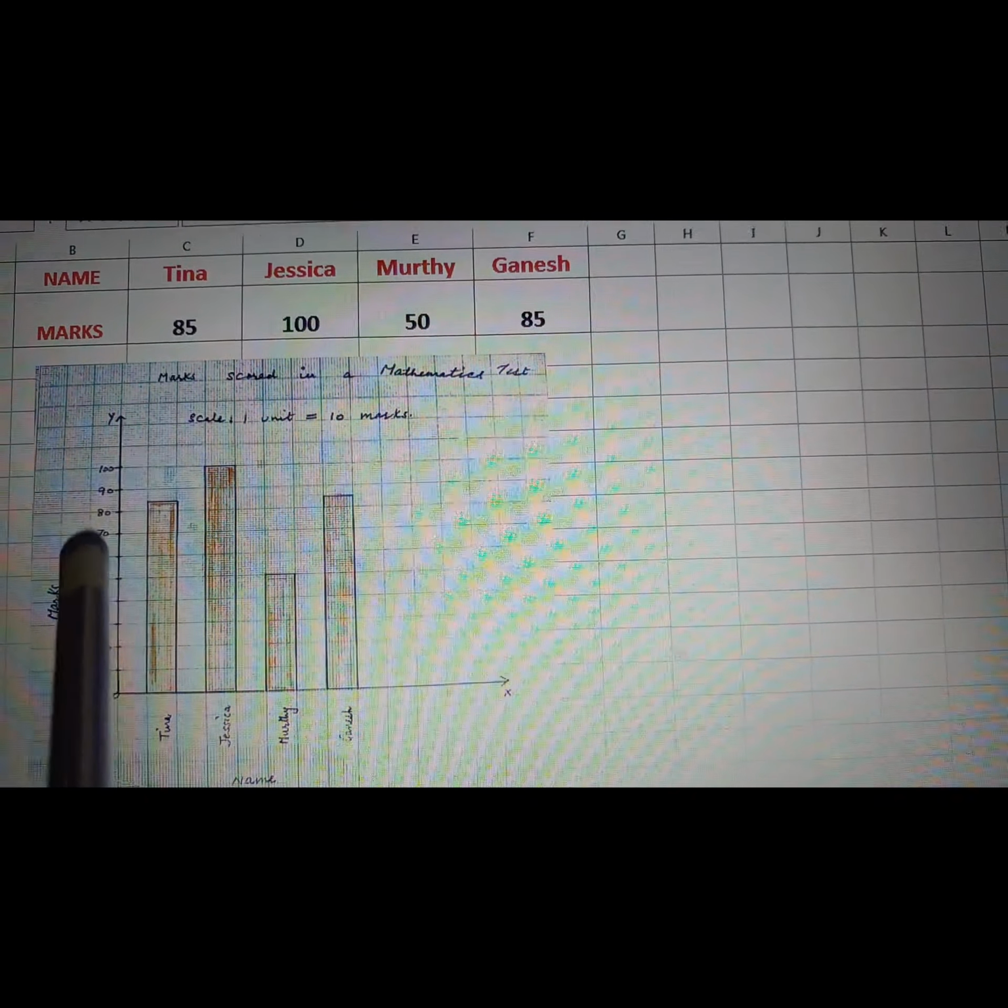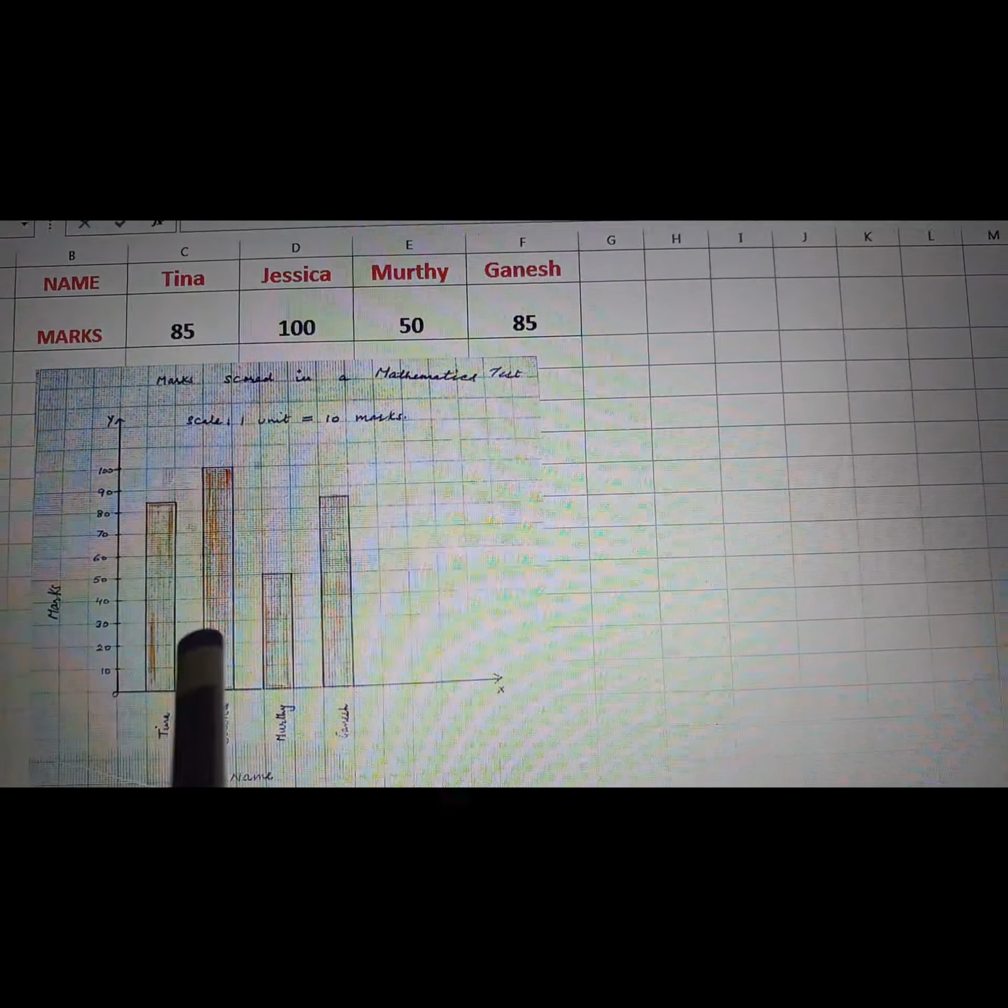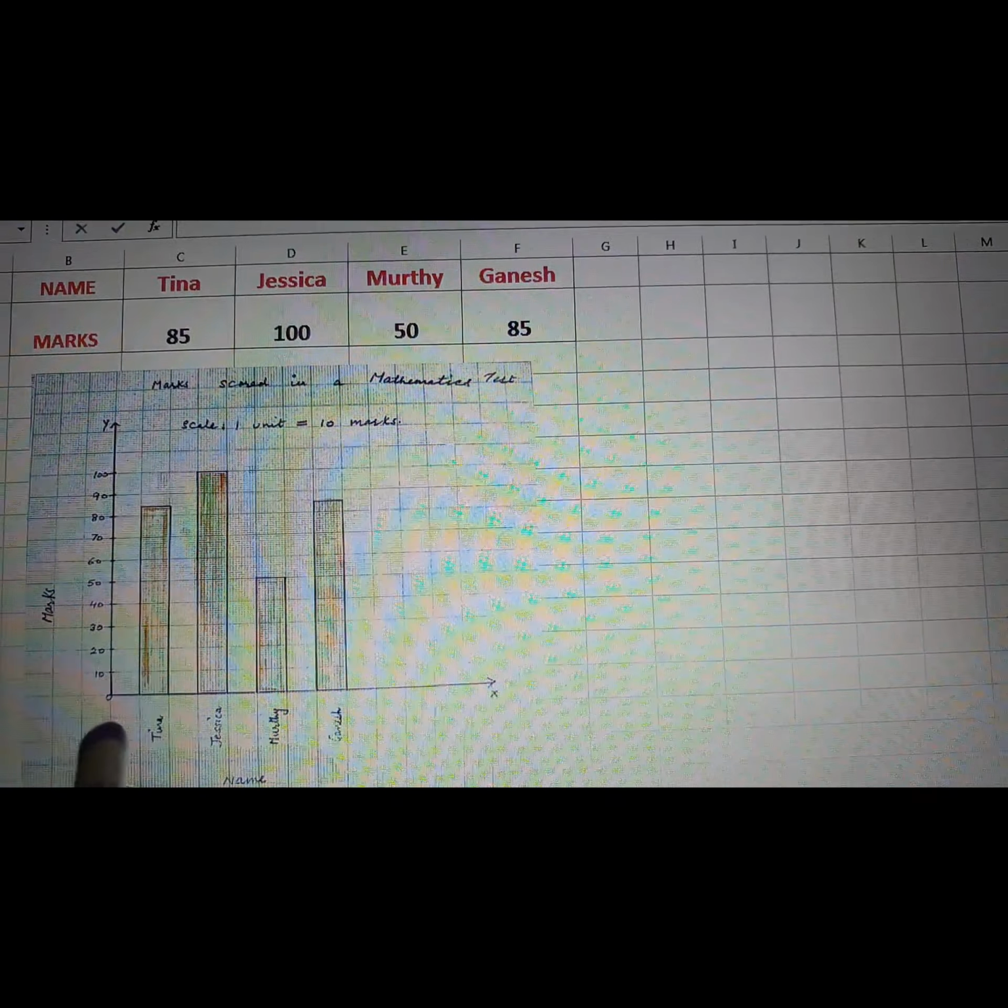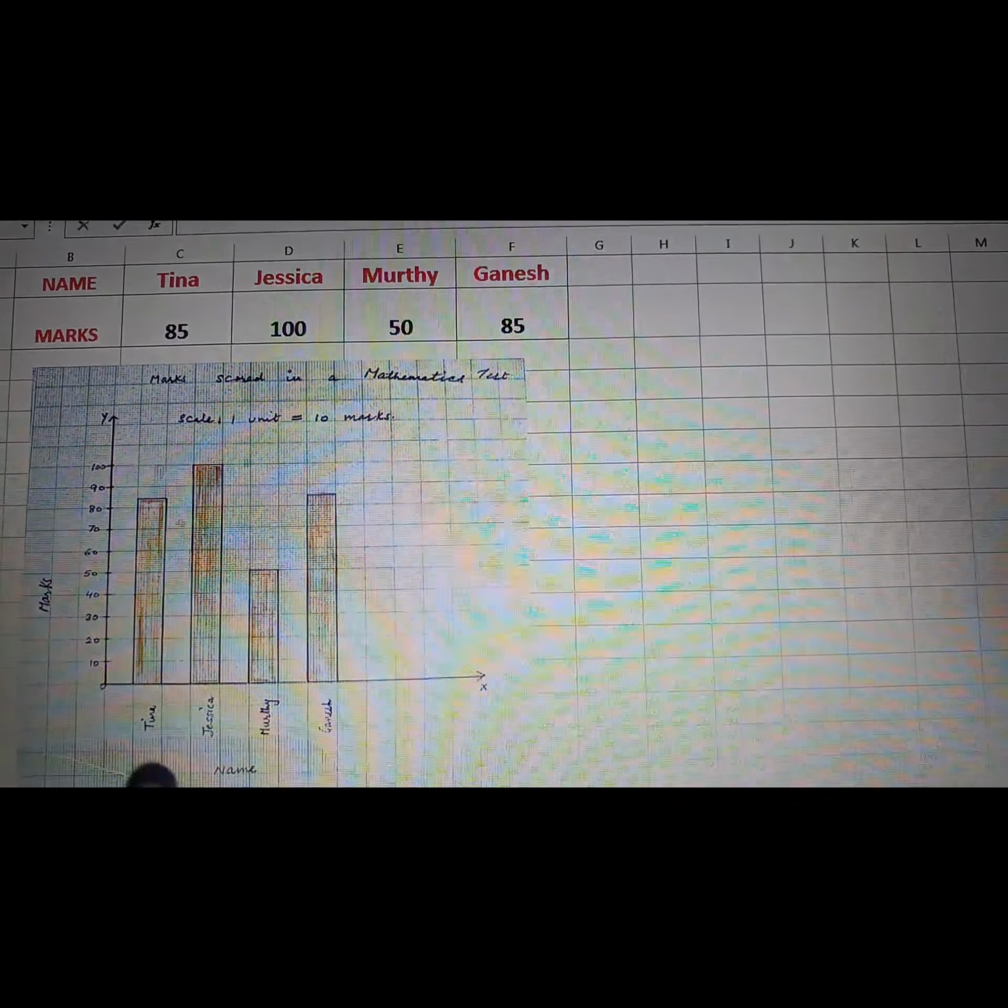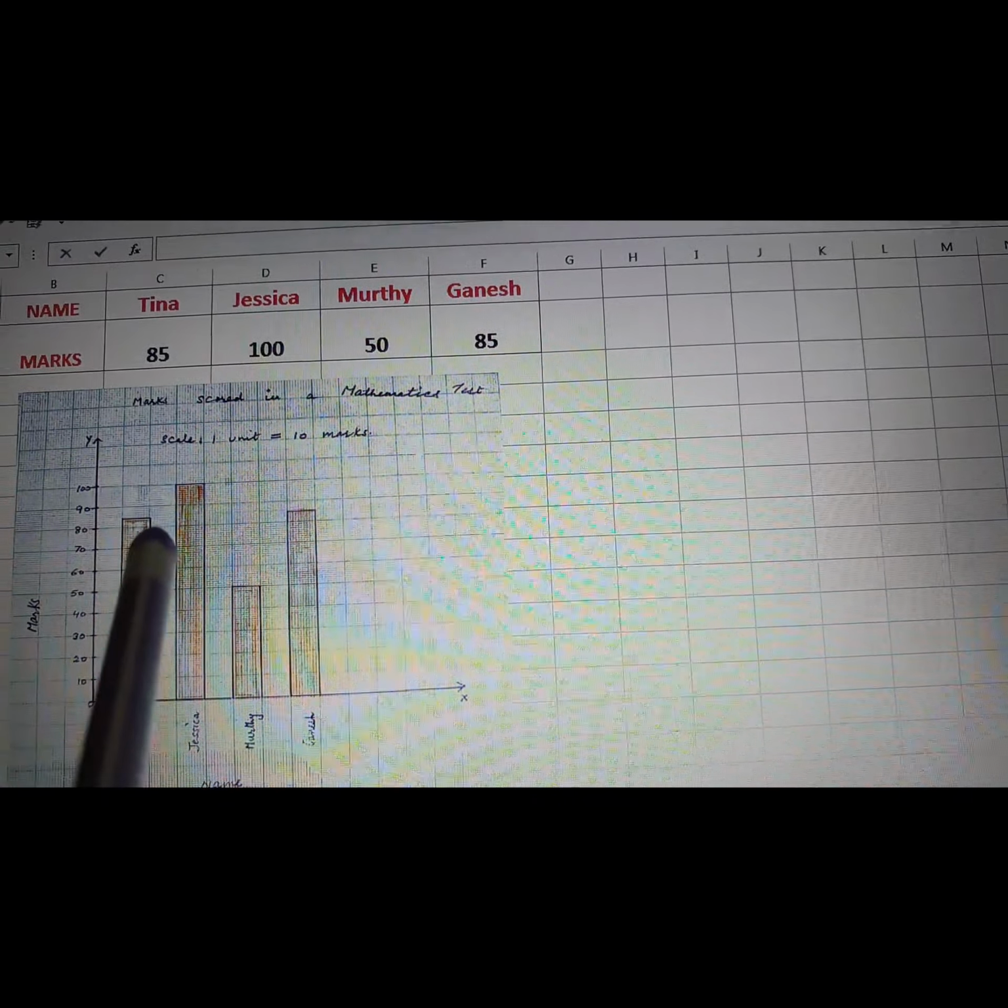Draw two rays. Write on the x-axis and y-axis. We have taken the scale 1 unit equal to 10 marks. So mark the points 10, 20, 30, 40, 50, 60, 70, 80, 90 and 100. Now how many marks did Tina score? 85. Draw a rectangle up to 85, that is between 80 and 90.